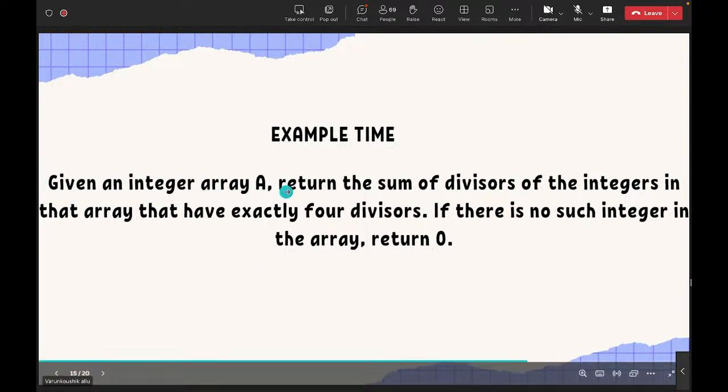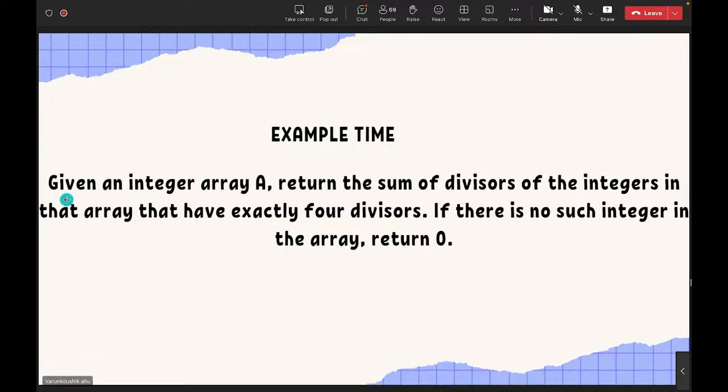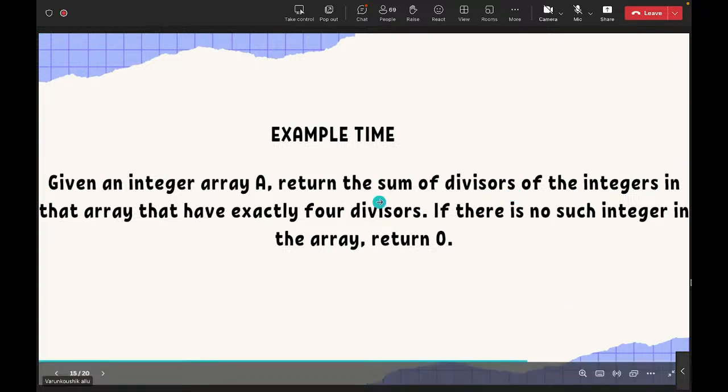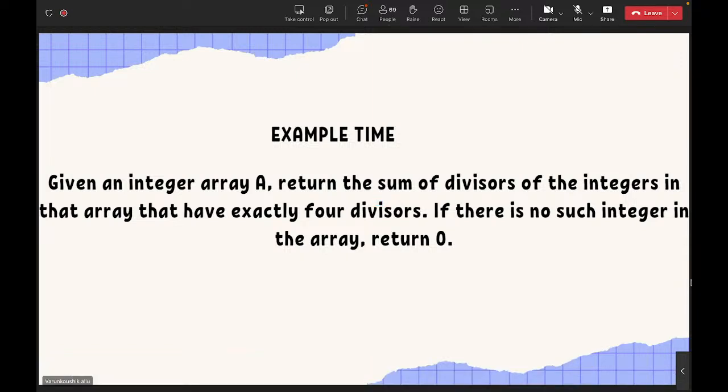Given an integer array, return the sum of divisors of the integers in that array that have exactly 4 divisors. You are given an integer array, that means you have some numbers a1, a2, a3. You should return the sum of divisors of the integer in that array that have exactly 4 divisors. If a number has 4 divisors, then you should return the sum of its divisors. If there is no such integer, you should return 0, which is obviously true, but just to keep track, I am adding the statement.